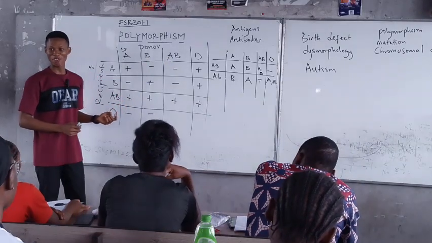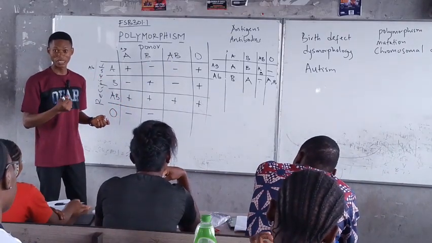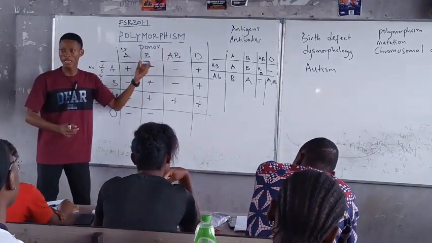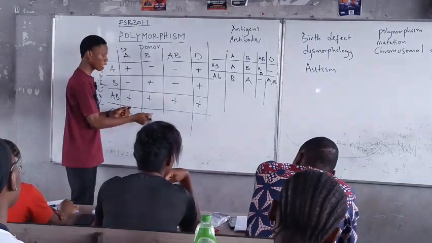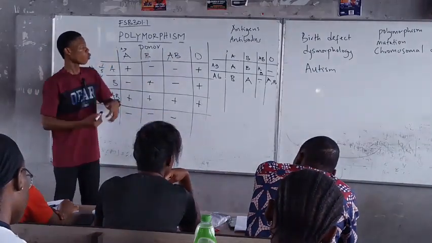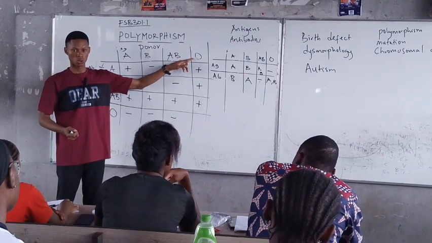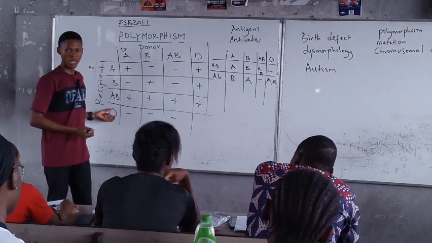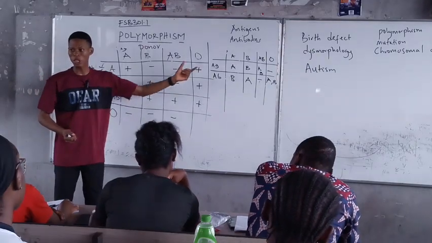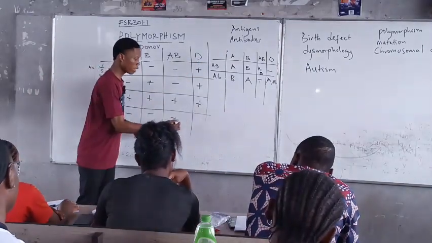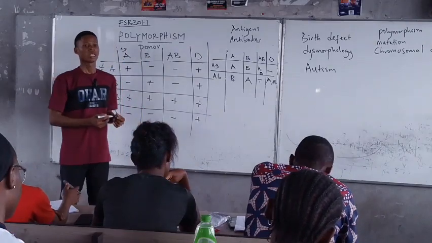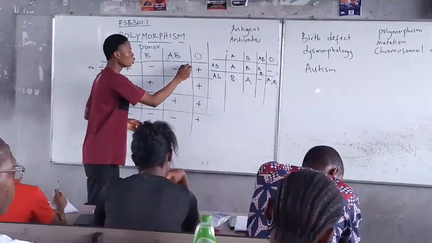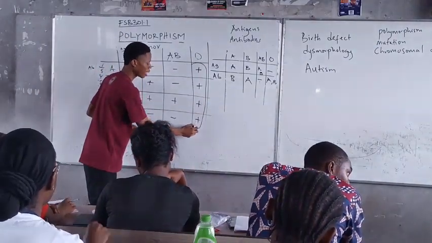What antigen do we have here? What antibody do we have here? The type of war that will take place here: A will be fighting A, B will be fighting B. Plus or minus? What antigen do we have here? No antigen. What antibody do we have here? A and B. Can antibody A and B fight against no antigen? Plus or minus? Good.